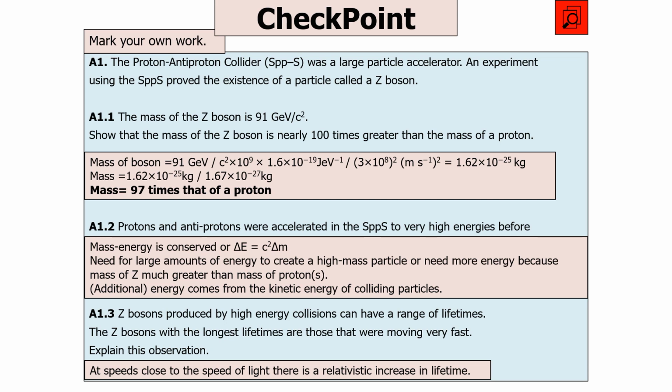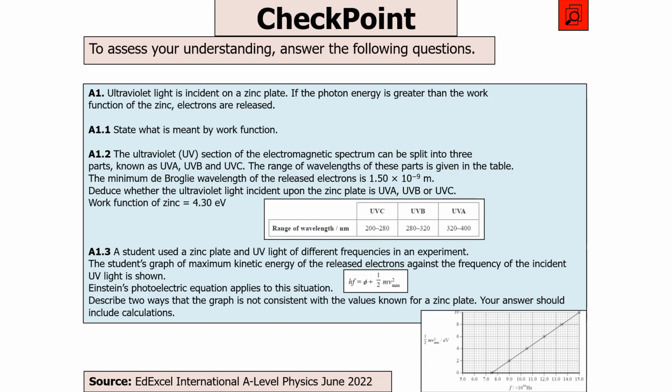Now the next question says, ultraviolet light is incident on a zinc plate. If the photon energy is greater than the work function of the zinc, electrons are released. State firstly what is meant by the work function. The ultraviolet section of the electromagnetic spectrum can be split into three parts, known as UVA, UVB, UVC. The range of wavelengths of these parts is given in the table.